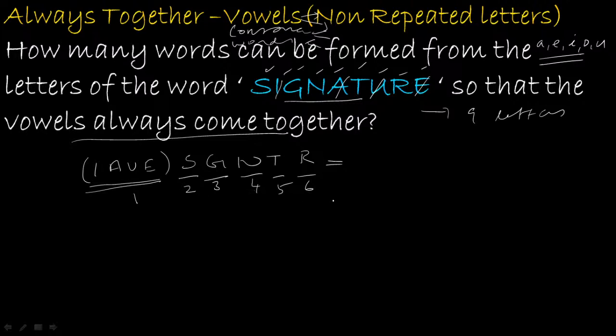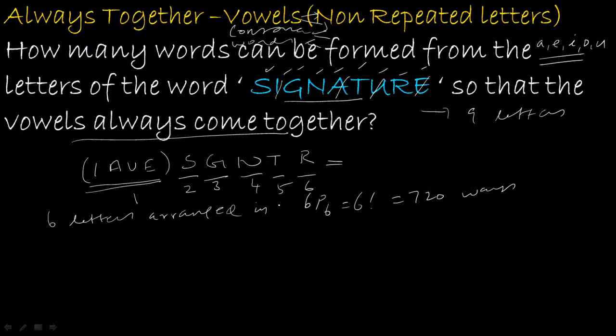So these 6 letters can be arranged in how many number of ways? 6 letters arranged in 6P6. Taking all at a time means 6P6, that is 6 factorial. 6 factorial means that is 720 ways.